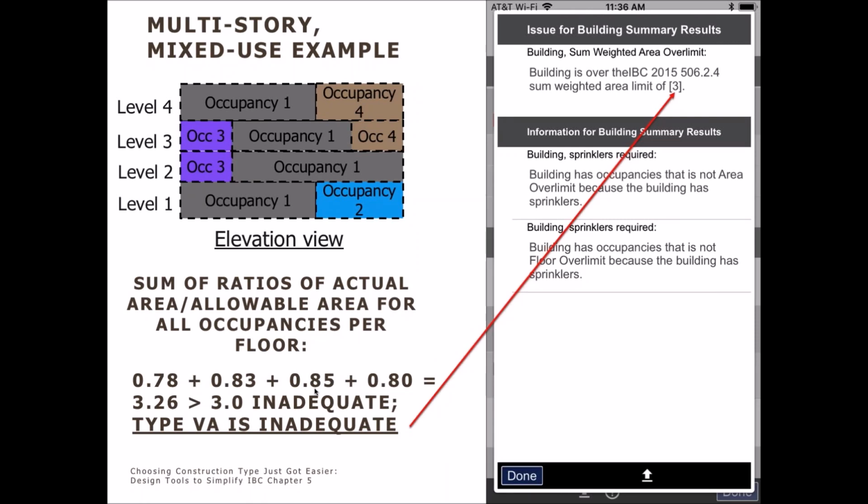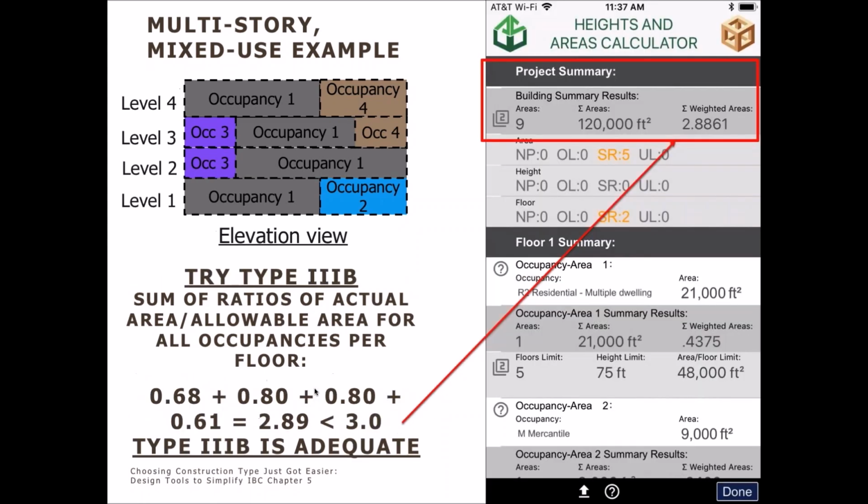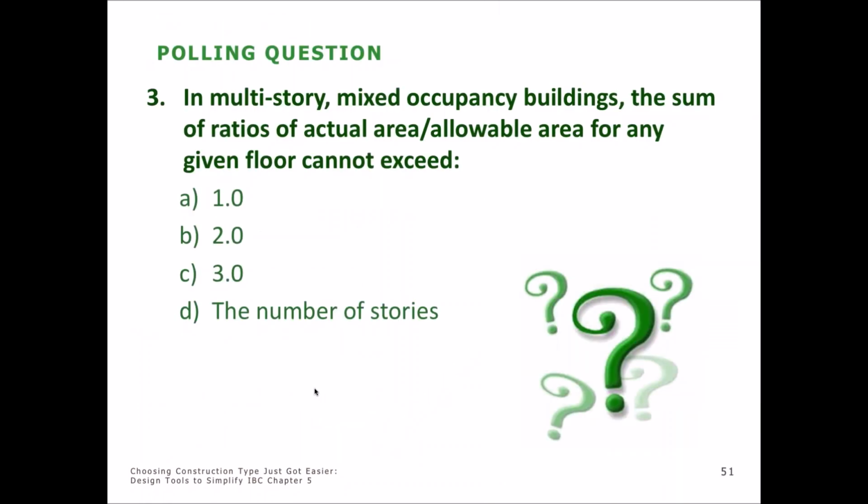The nice thing with the app is that in order to check something else, in this case a different construction type, all we have to do is go back to the main input screen and change the construction type. It's going to keep all of the input that we had previously for square footages, occupancies, etc. So in this case, we just toggle the construction type from 5A to 3B, rerun the analysis, and here you can see now we're down to 2.89 for the sum of all of those areas, which is less than 3. So this is telling us that type 3B construction is adequate for this particular building example. With that, we'll go to our next poll question.